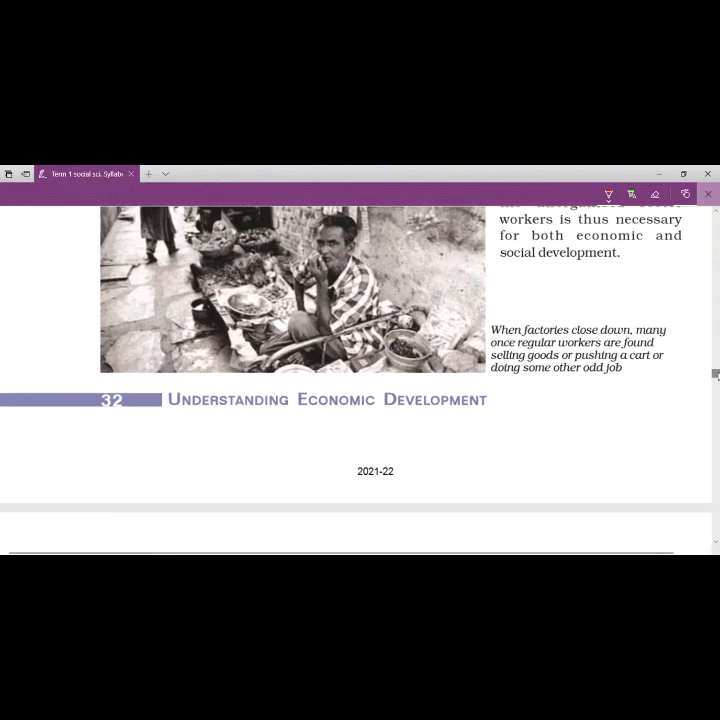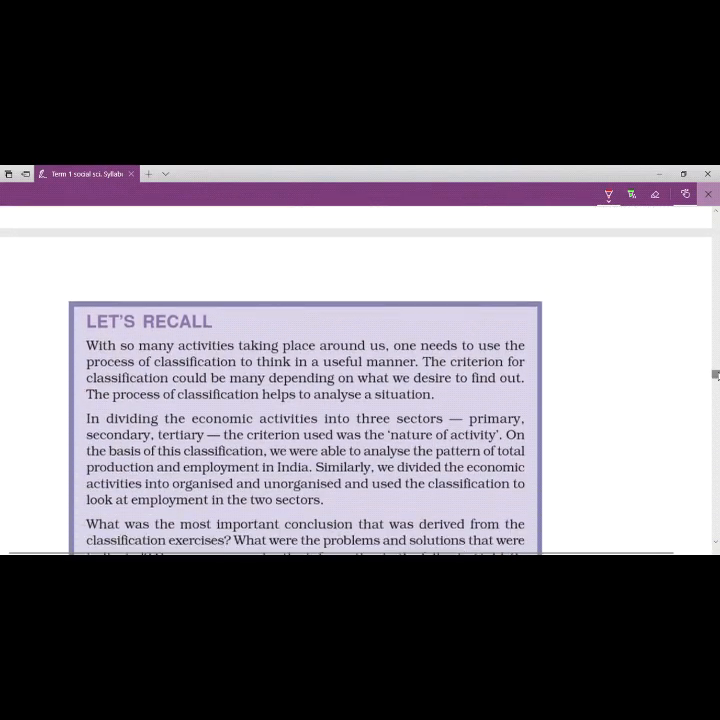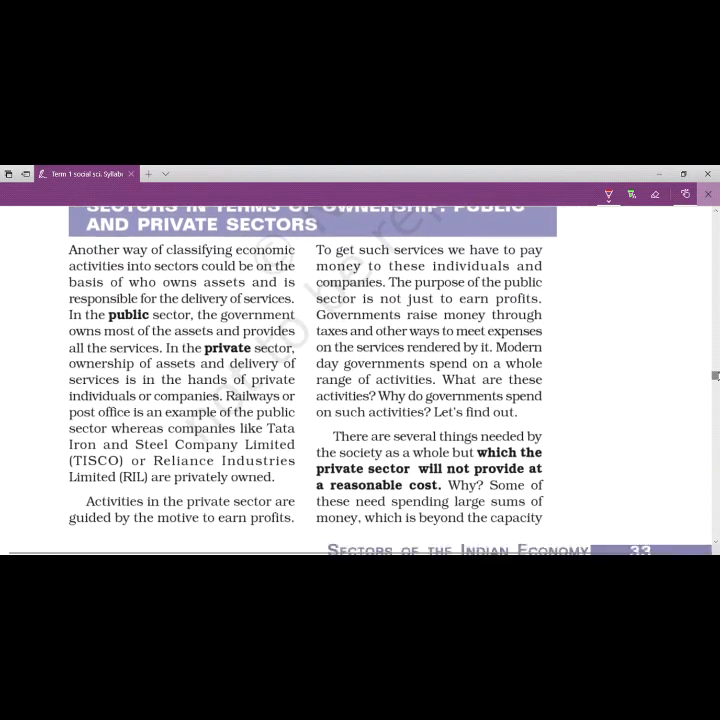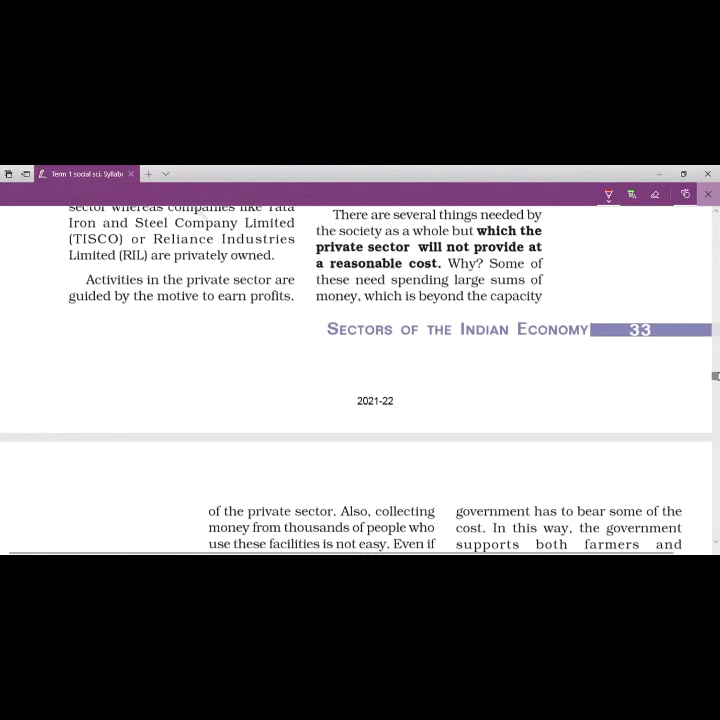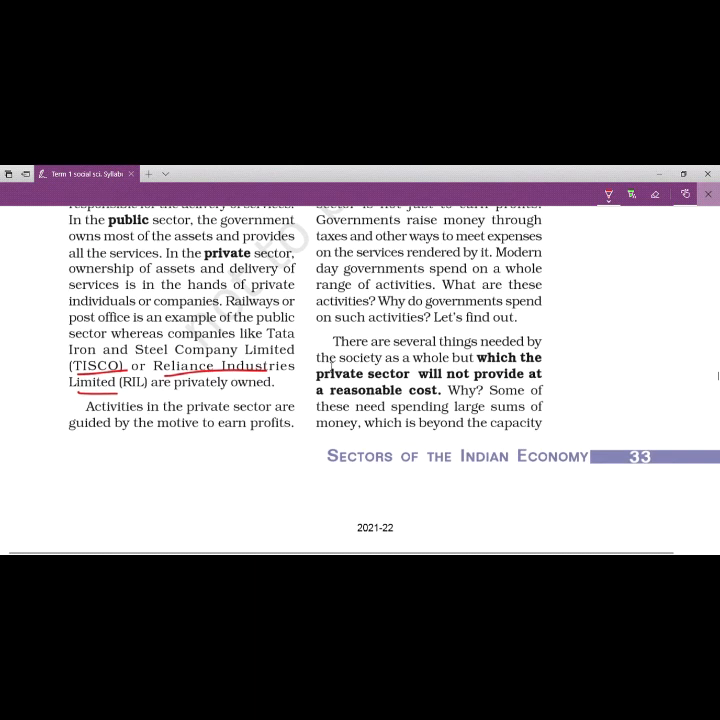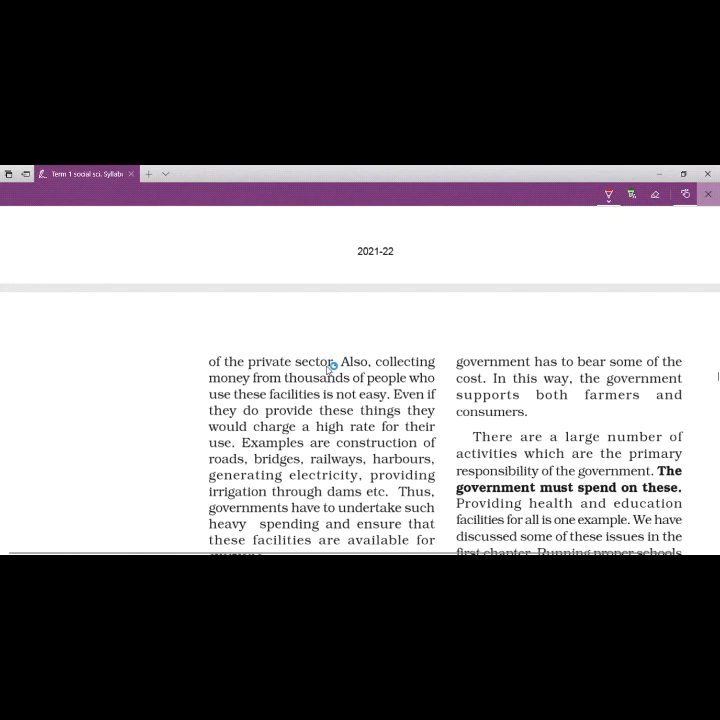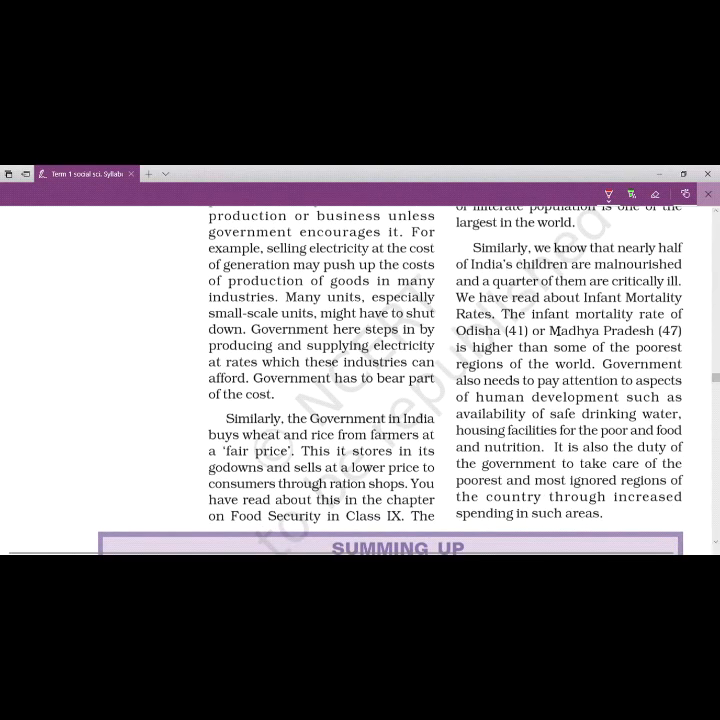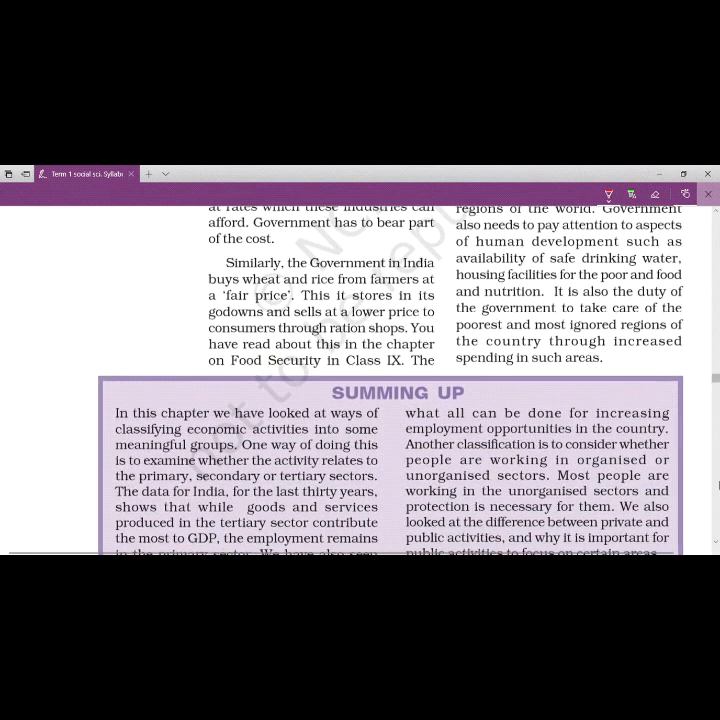In the previous papers, what I have seen is that this kind of question mainly comes repeatedly. Then public sector, private sector. Full forms are compulsory to learn: Reliance Industries Limited, TISCO, Tata Iron and Steel Company Limited. Infant mortality rate of Odisha 41, Madhya Pradesh 47. Any question can be asked, any question.